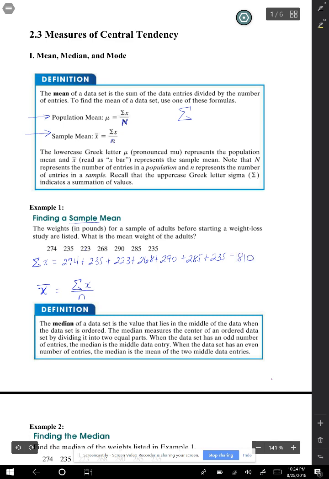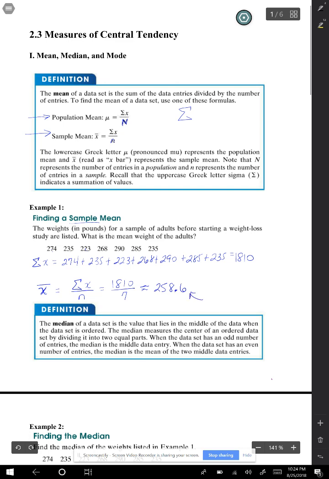And then to find the sample mean, you take that number, the sum of the entries, divided by the number in the sample. And there's 1, 2, 3, 4, 5, 6, 7. So there's 7 in the sample. So it would just simply be 1810 divided by 7, which would be approximately 258.6.